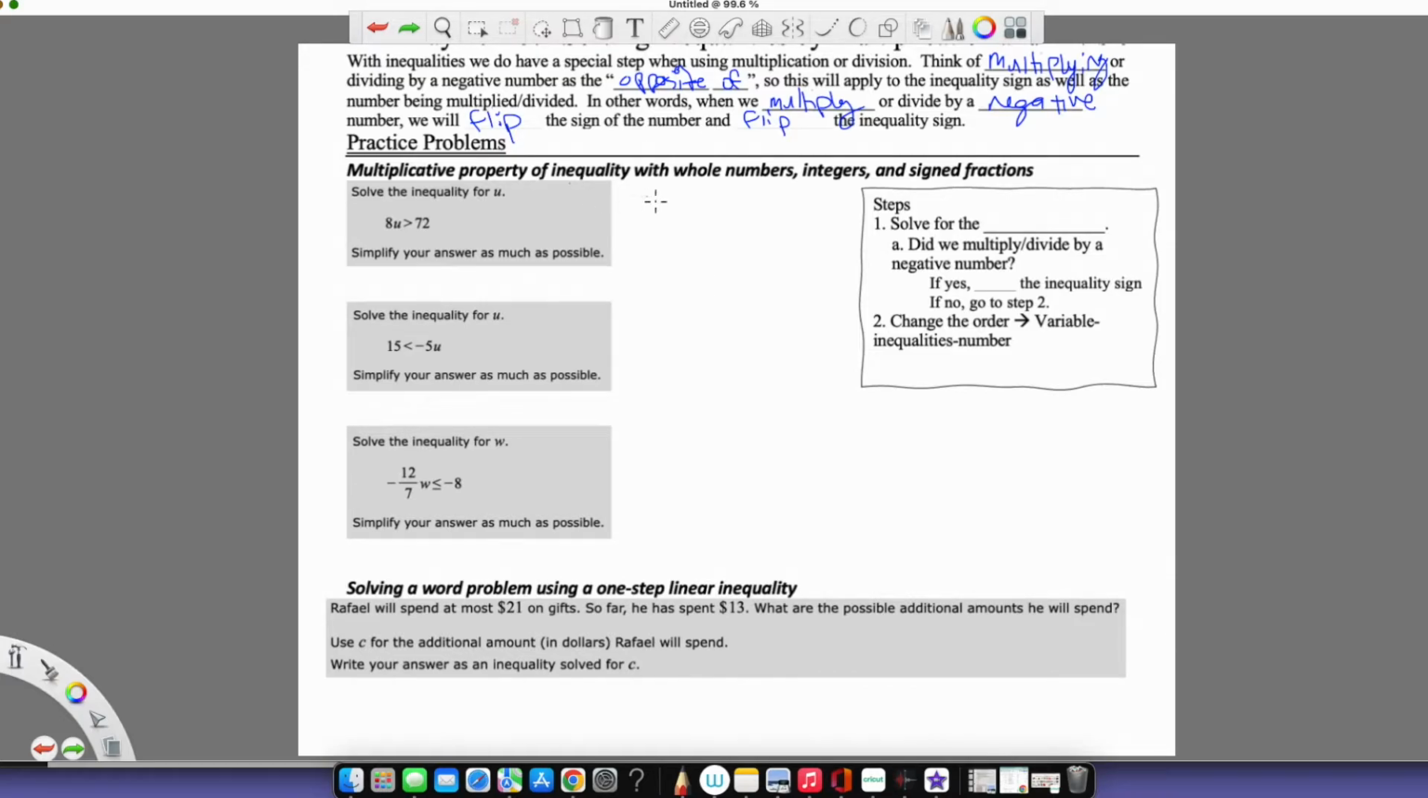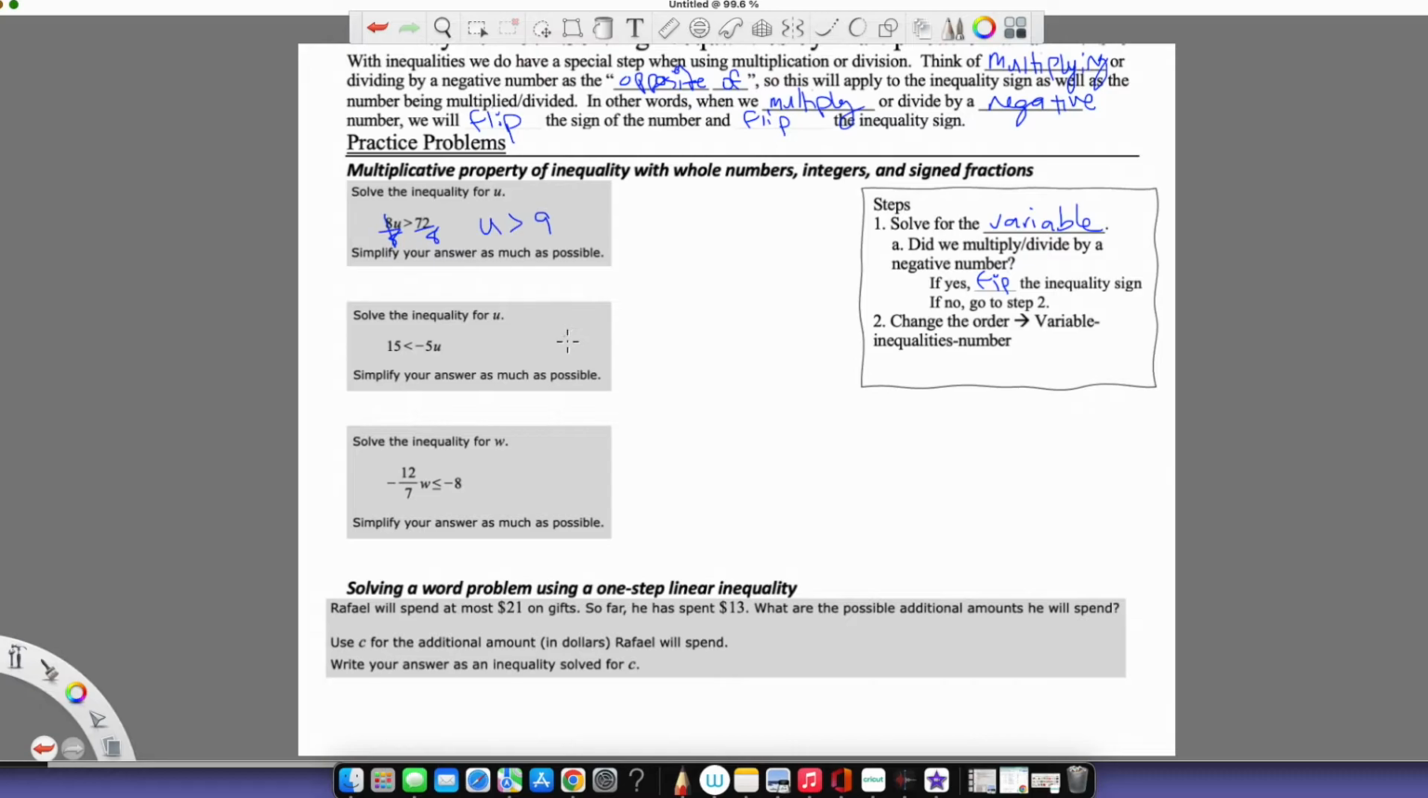So we're going to solve for the variable. These are kind of the steps. Did we multiply or divide by a negative number? If yes, flip that inequality sign. If no, then just go to step number 2 and make sure it's in the right order. All right, so for this one, we have 8u is greater than 72. To get u by itself, I'm just going to divide both sides by 8. So 8 divided by 8 cancels. u is greater than 72 divided by 8, which is 9. All right, that one is all done.